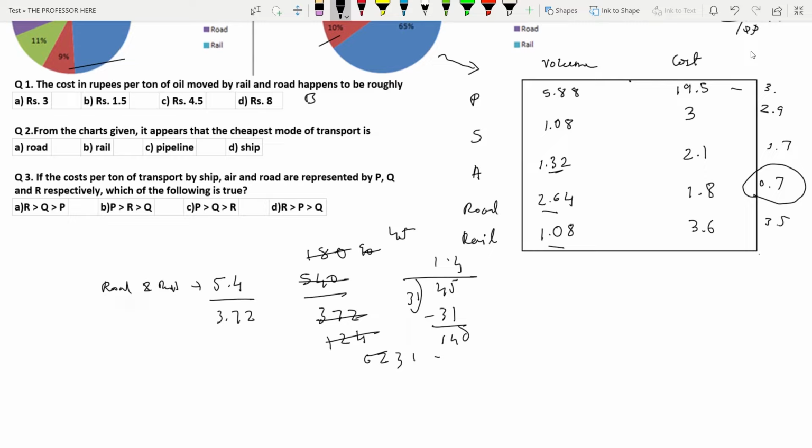So option A. Last question: if the cost per ton of transport by ship, air and road are represented by P, Q, R. Ship is represented by P, air is represented by Q, and R represents road. So the cost per ton is represented by P, Q, R. Which of the following is true? If you look at the approximate cost per ton we have already found, you can see that P is greater than Q is greater than R. So option C is the answer.